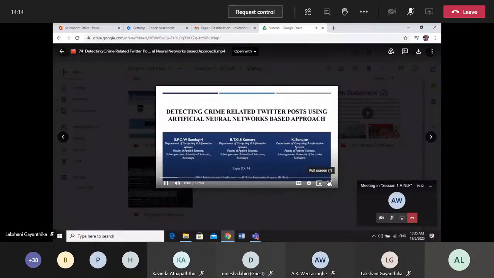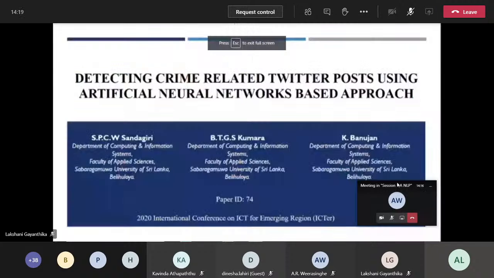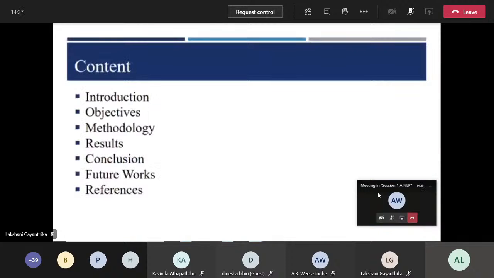I am Tamis Sandagiri from the Department of Computing and Information Systems, Faculty of Applied Sciences, Sabaragamuwa University of Sri Lanka. The topic is detecting crime-related Twitter posts using an artificial neural network-based approach. This is the content that I am going to present.